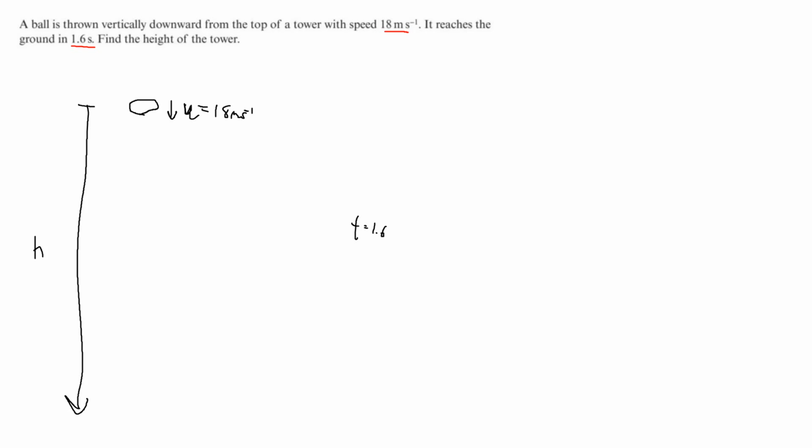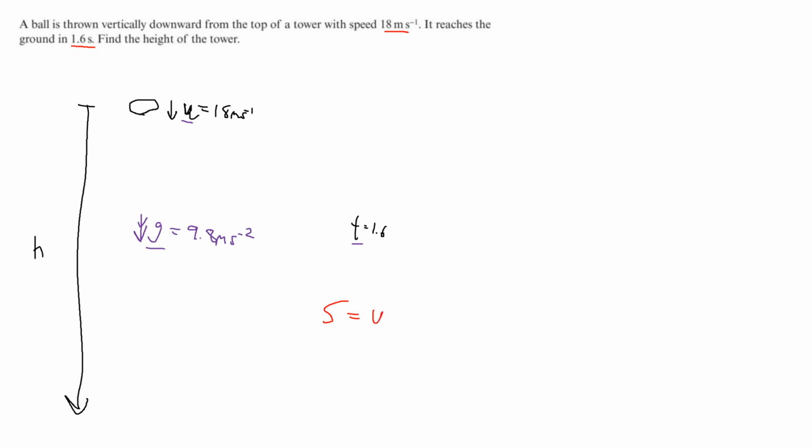The important thing to note is the acceleration. Because it's going downwards and it's being dropped, the acceleration is gravity, which is 9.8, unless stated otherwise. Okay? Now, we have an initial velocity, we have a time, and we have an acceleration. So what Suvat equation are we going to use?